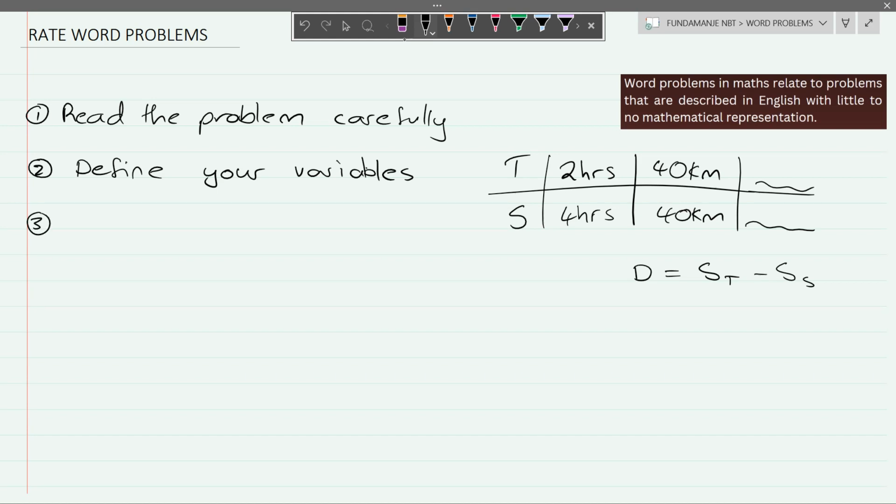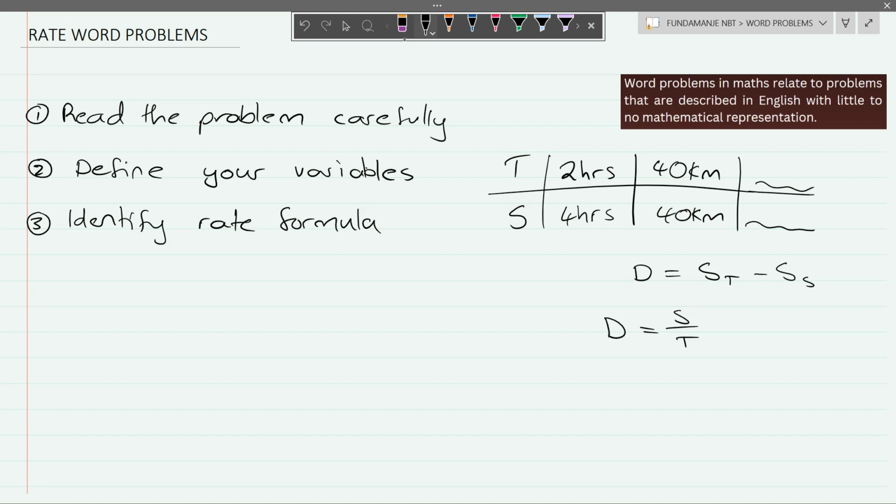You go to step 3. After you define your variables, you identify the rate formula. Now there is only one rate formula: distance is equal to speed over time. And you can use this formula to try and figure out your unknowns.